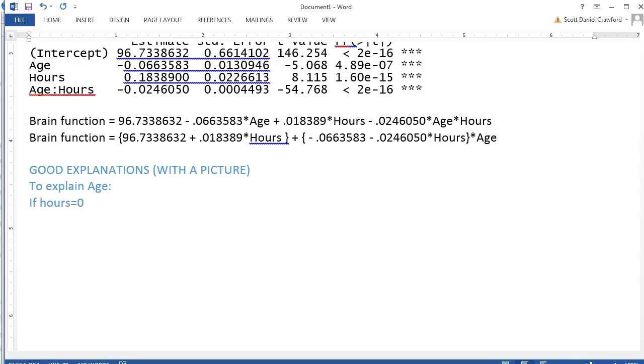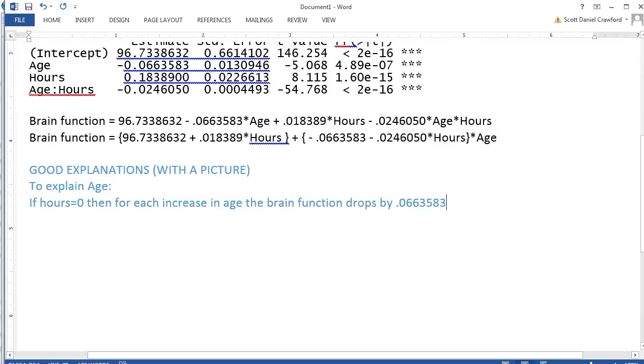Now that I have fixed hours, it's easy to talk about the slope. If I put a 0 in right here, then whatever times 0 becomes 0, and I'm only left with this. So for each increase in age, brain function drops by 0.06635. But then if I increase the number of hours, the brain function drops by more per year of age.